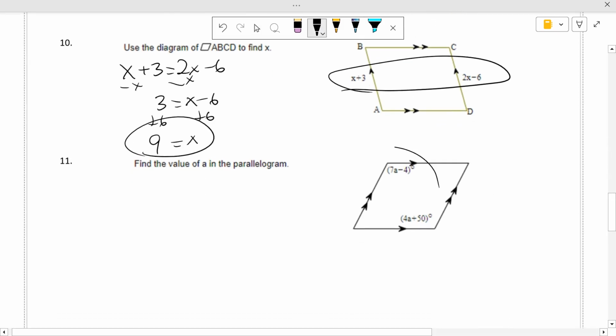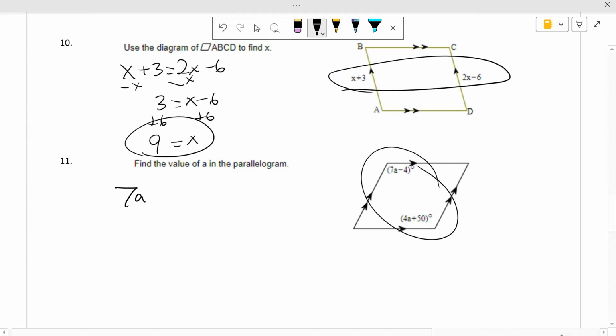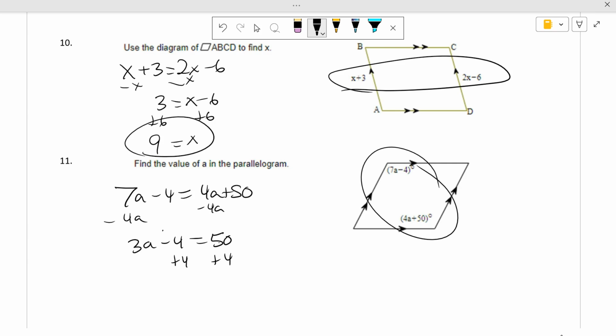How do we find a? Set them equal to each other. 7a minus 4 equals 4a plus 50. Subtract 4a. So 3a minus 4 equals 50. Add 4. 3a equals 54, and divide by 3.